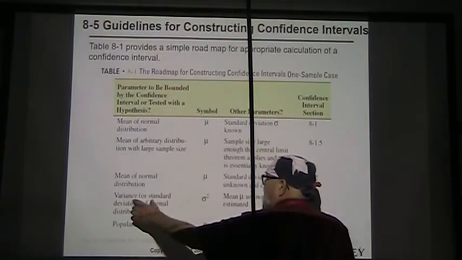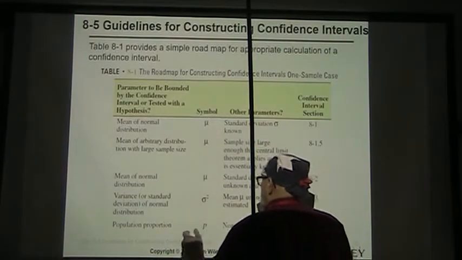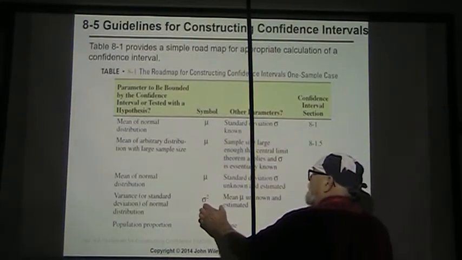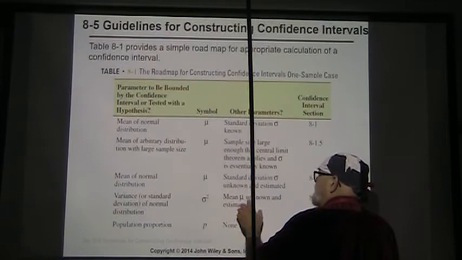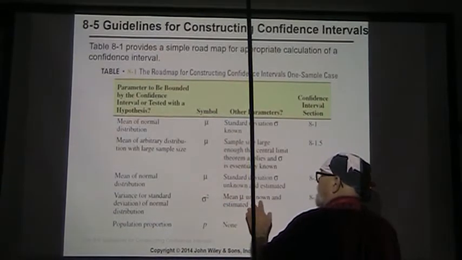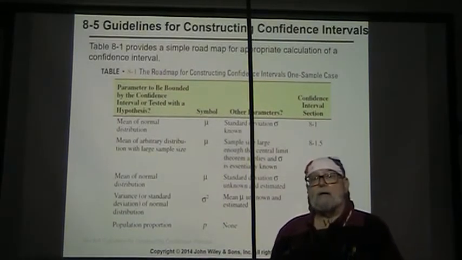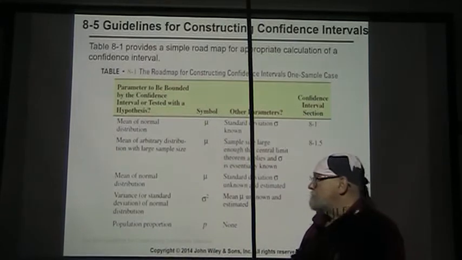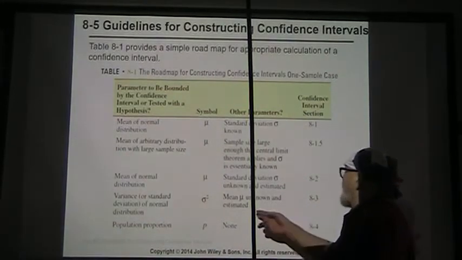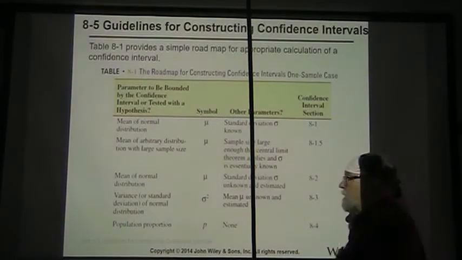If we're looking for variance or standard deviation of our normal distribution, we're looking for sigma squared or sigma. Our mean, mu, is unknown, and we estimate that from our data. And we proceed from there. In that case, look in section 8.3 of your book.